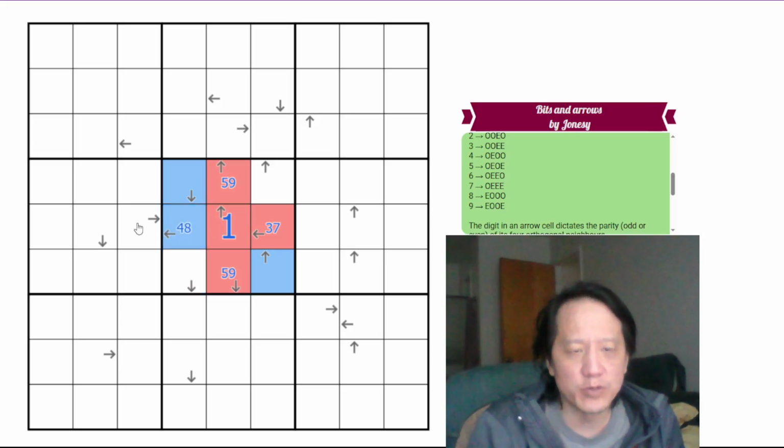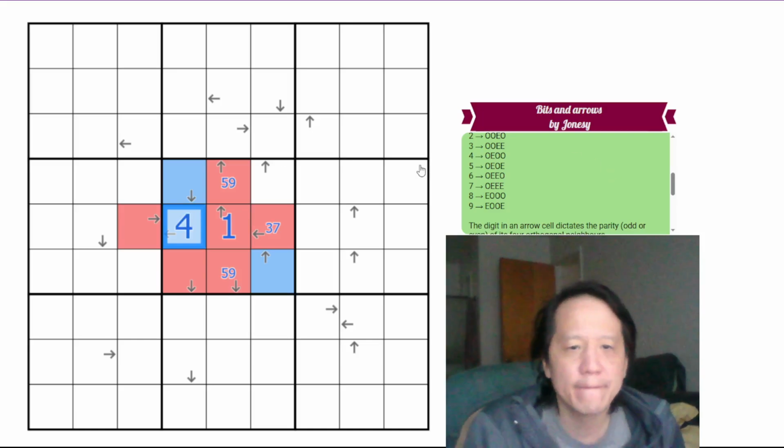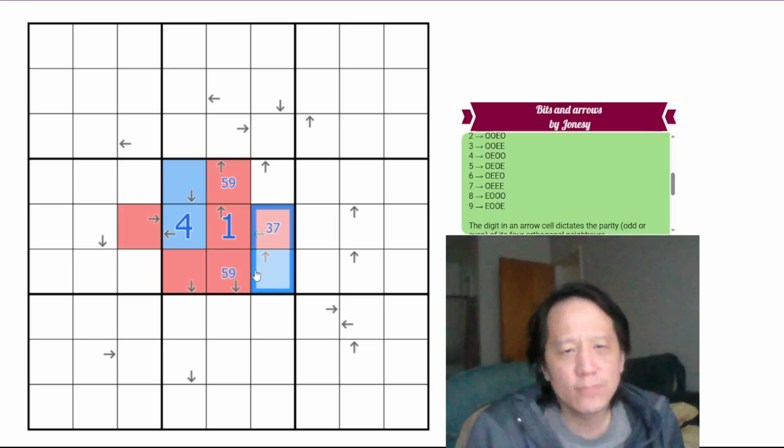So 8 wouldn't work because that would be even, odd, odd. Yeah, even, odd, odd, odd. If it's 8, it's odd, even, odd, odd. Okay, so that does kind of work. So odd, even, odd, odd. So this would be 4. Okay, so 1 does work right now for the middle.